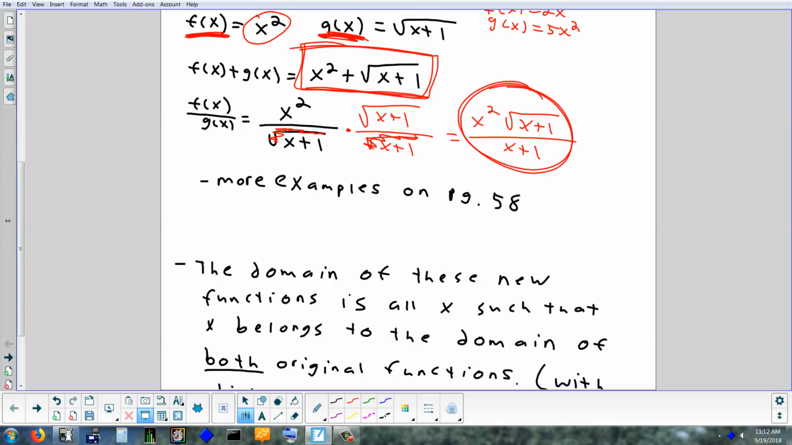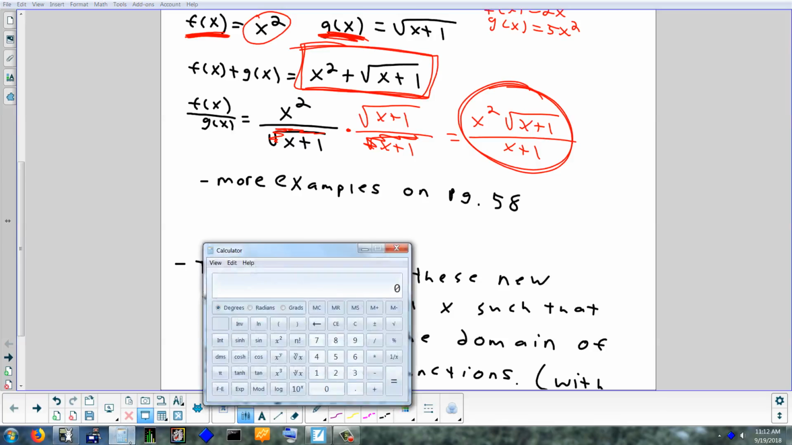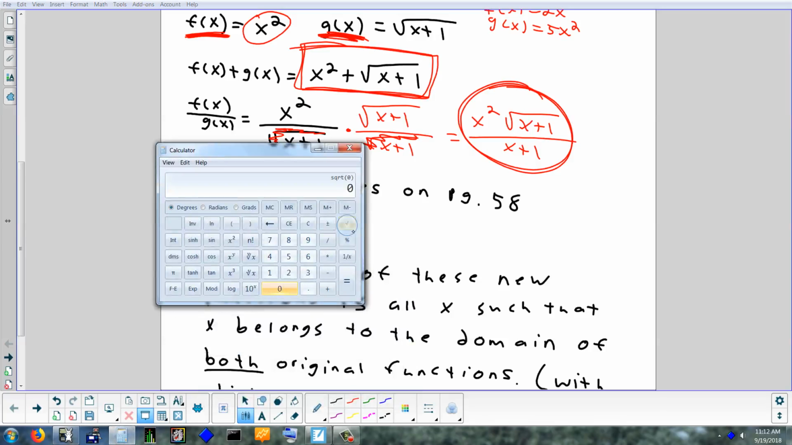And if you're like, well, can you take the square root of 0? Sure. That's not a problem at all. The square root of 0 is 0. It's just if you try to do negatives, then we get a problem. Okay?